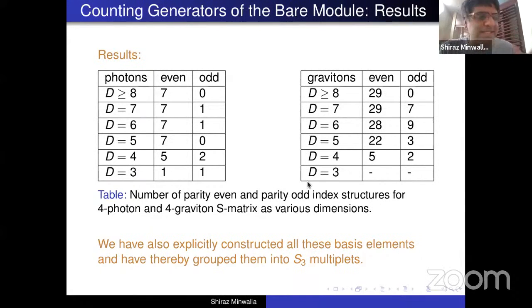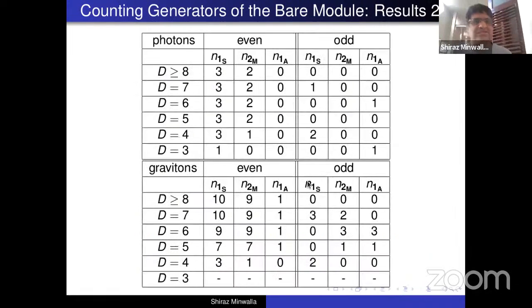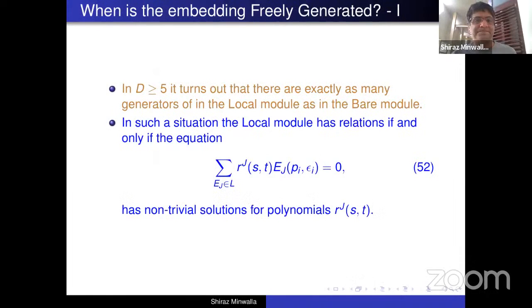Now, we've not just counted these bare module generators, we've constructed them. We've got explicit expressions for all of them. And by using the explicit expressions, we've classified these bare modules into how many of them are in which representations of S3. And you get the following table. Again, I don't expect you to pay attention to all the details here. The point is just to show you that we know it very completely. So the bare module structure we have under complete control.